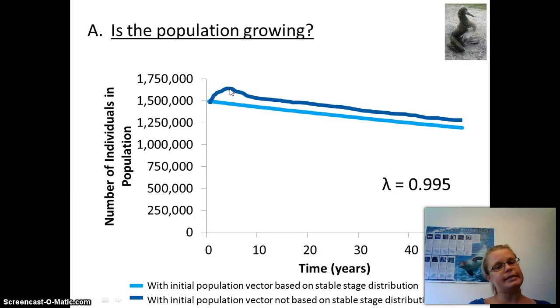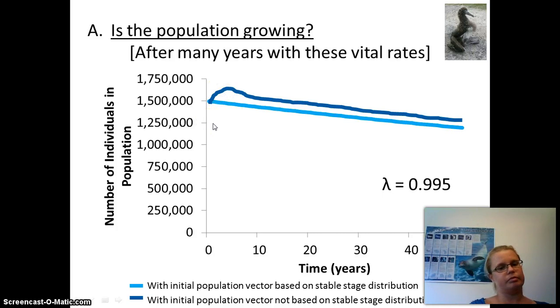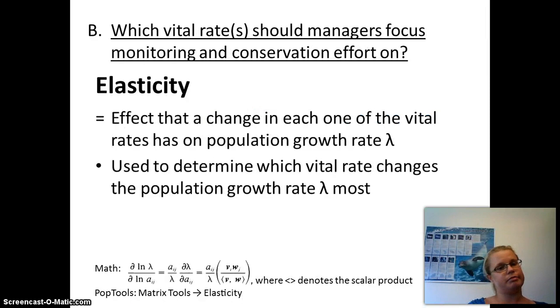So when we're asking, is this population growing, or what is the population doing, we're really asking about over the long term. Don't worry so much about what happens in those first couple of years. We really want to know what happens after many years of these vital rates.